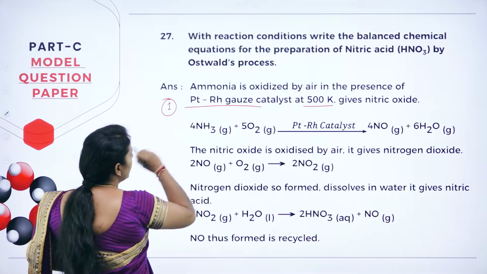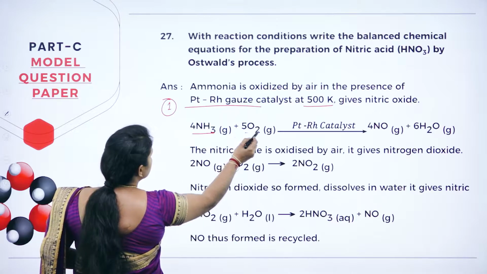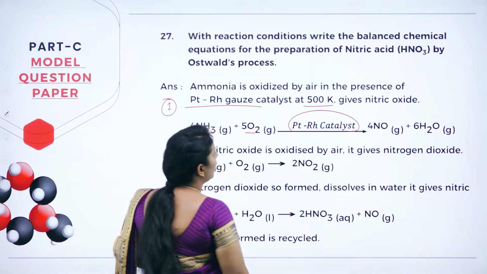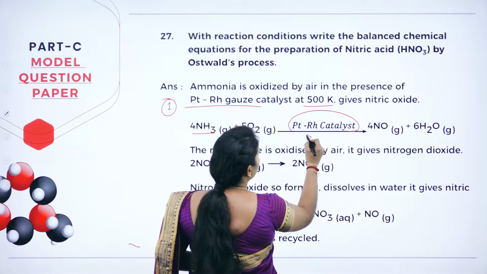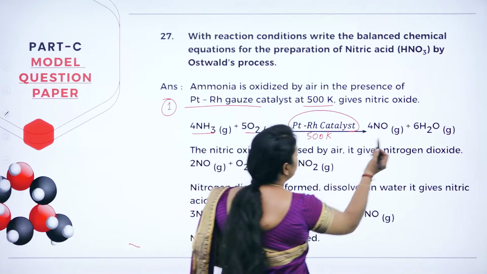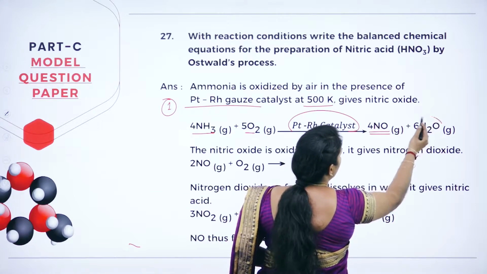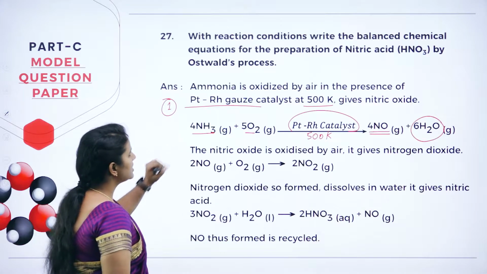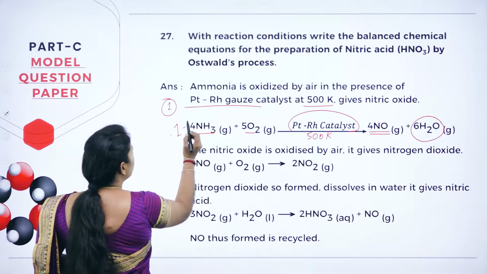So what is the first step? You are taking ammonia, which is allowed to react with oxygen in the presence of platinum or rhodium as a catalyst at 500 Kelvin. It gives rise to what? Nitric oxide will be formed with the formation of a water molecule. If you write this reaction, you will get 1 mark.